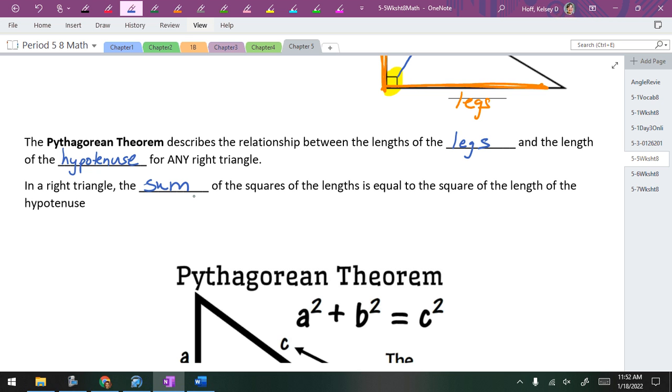And clearly you could go put that into action, right? Sum means what in math? Adding. If you add the 2 smaller sides, you're going to get the bigger side. But we have to remember we're dealing with squares.